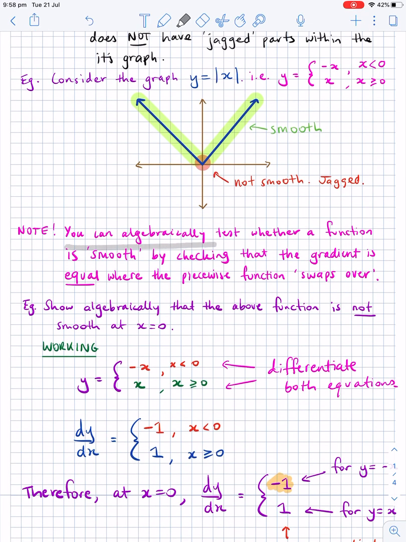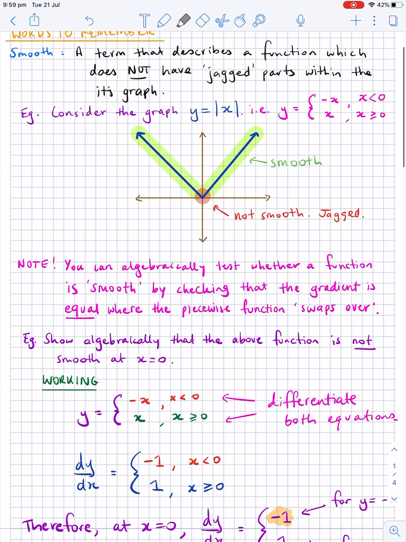Note, you can algebraically test whether a function is smooth by checking that the gradient is equal where the piecewise function swaps over. So for this side of the function, the gradient is going to be -1, and over here the gradient is going to be +1. Because these gradients are not equal at this point, that suggests that it's not smooth algebraically. That's the way you can do it without just looking at the graph.